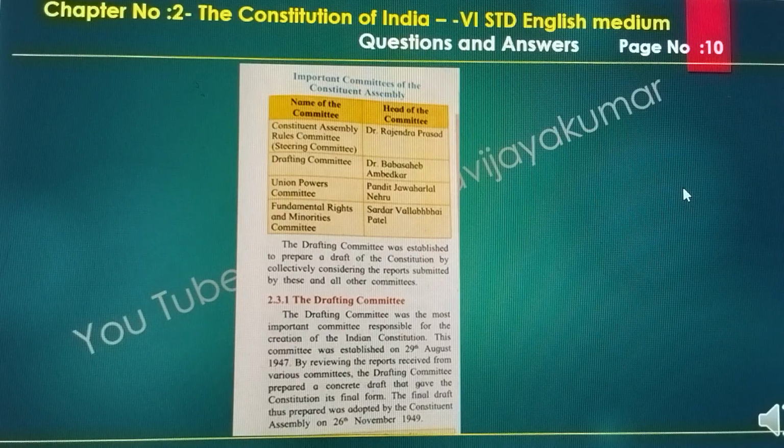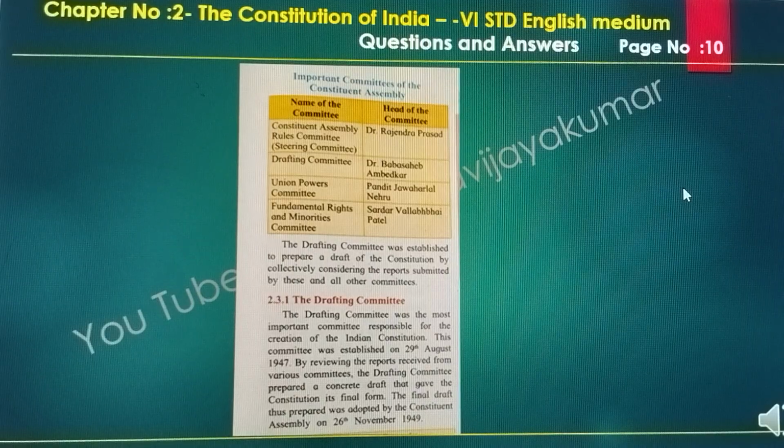Union Powers Committee, Pandit Jawaharlal Nehru. Fundamental Rights and Minorities Committee, Sardar Vallabhbhai Patel. The Drafting Committee was established to prepare a draft of a constitution by collectively considering the reports submitted by this and all other committees.